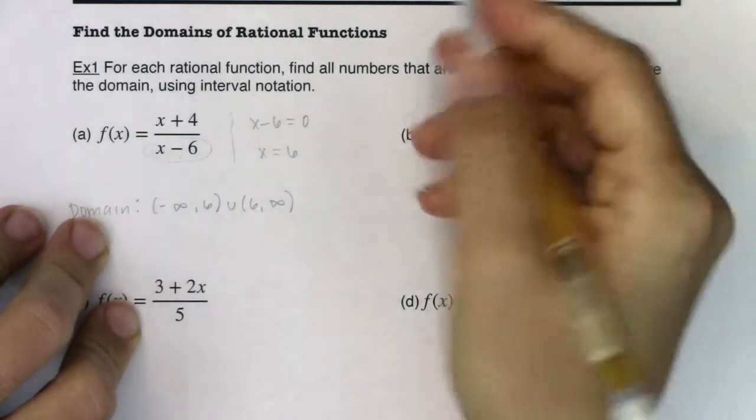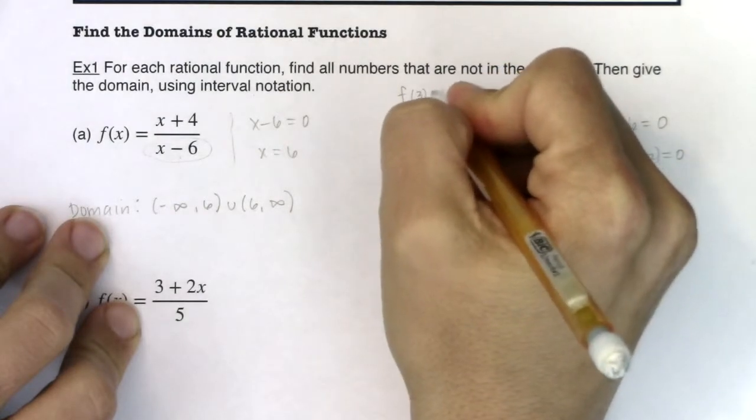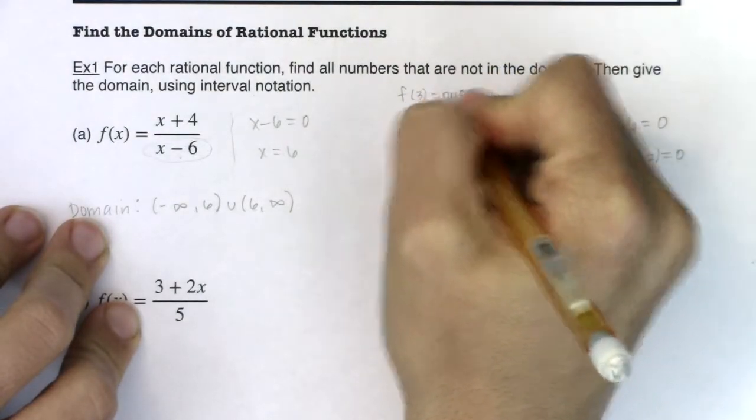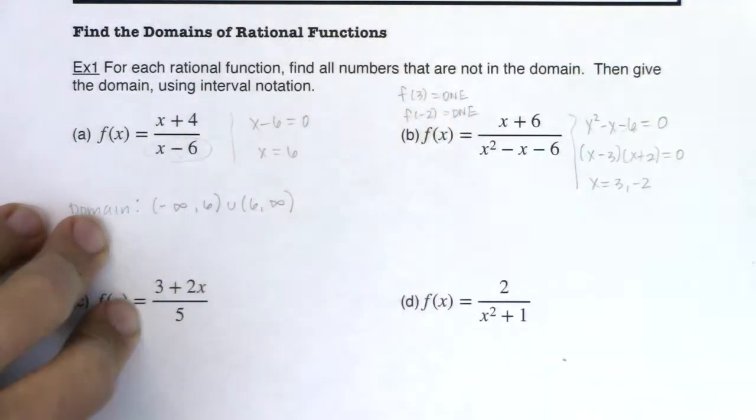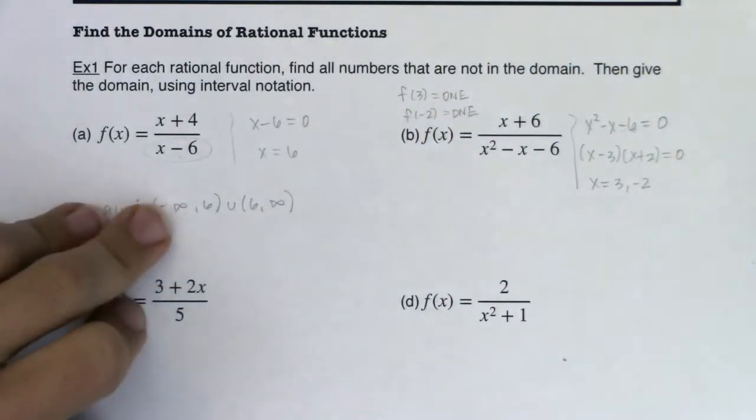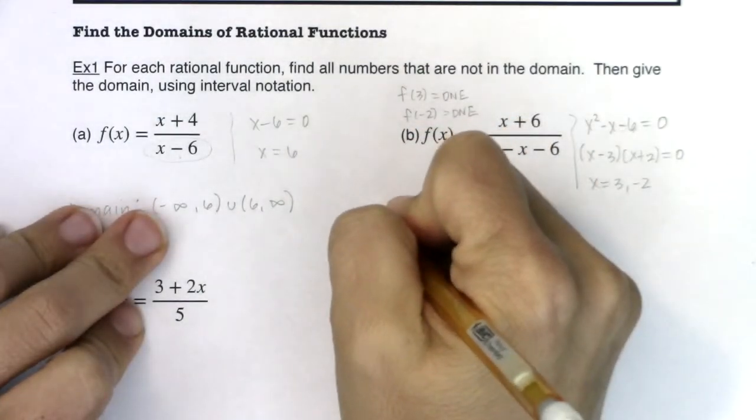negative 2. Right? So if I wanted to write this up another way, f of 3 does not exist, right? f of negative 2 does not exist. But every other x value I want to plug in is legit. All right, so how do I write up the domain?